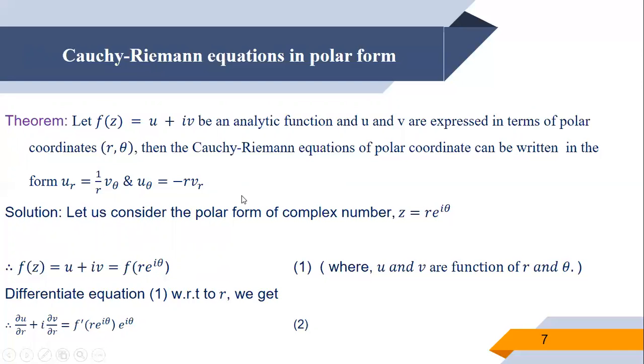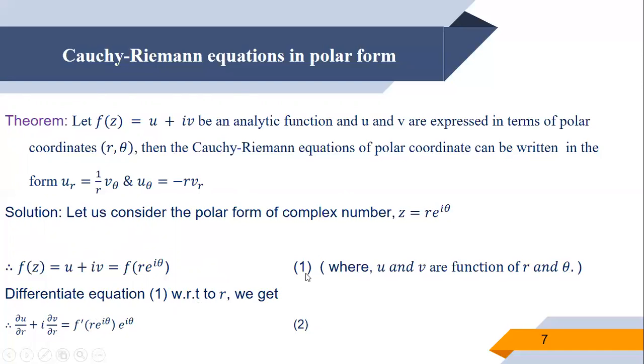So obviously here we prove it in polar coordinates. We consider the polar form of the complex number z is equal to r into e raised to i theta. Therefore f of z is equal to u plus iv, and z is nothing but r e raised to i theta. So u plus iv is equal to f of r e raised to i theta, equation 1, where u and v are functions of r and theta.